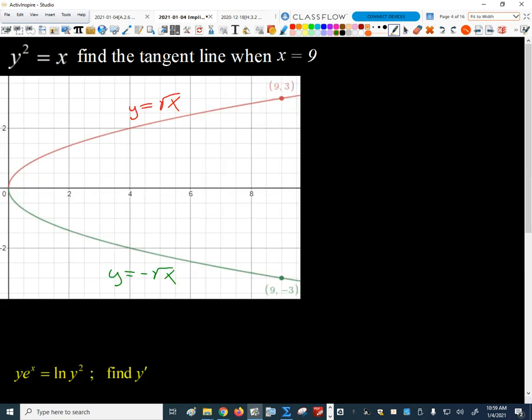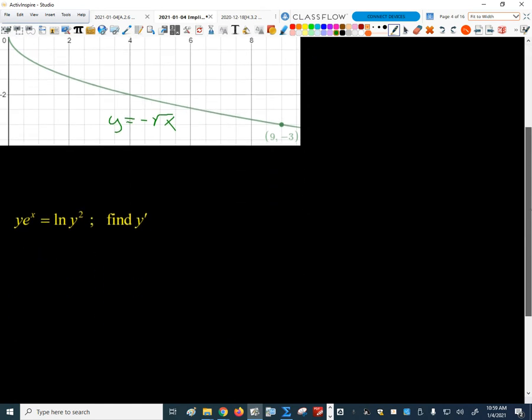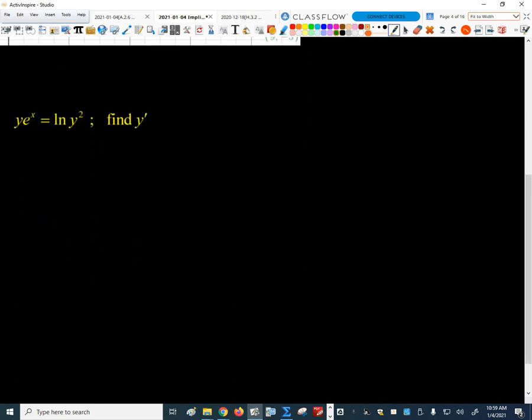Everybody see my point there? How we could do that? Okay, however, that's not always going to work. Here's an example of a function that I can't apply that strategy to. I cannot isolate y. It's algebraically impossible in this equation to solve for y. So I can't isolate y, and then differentiate.